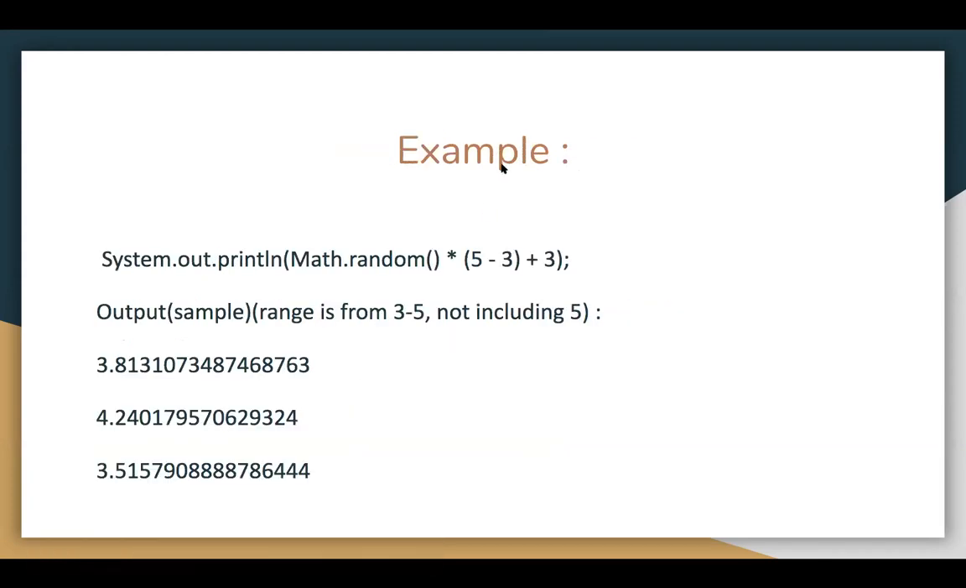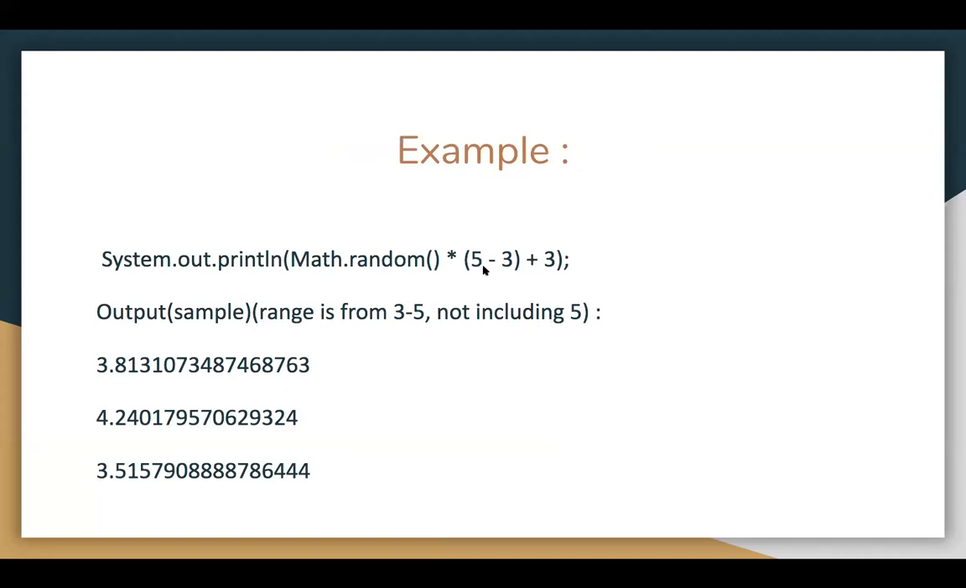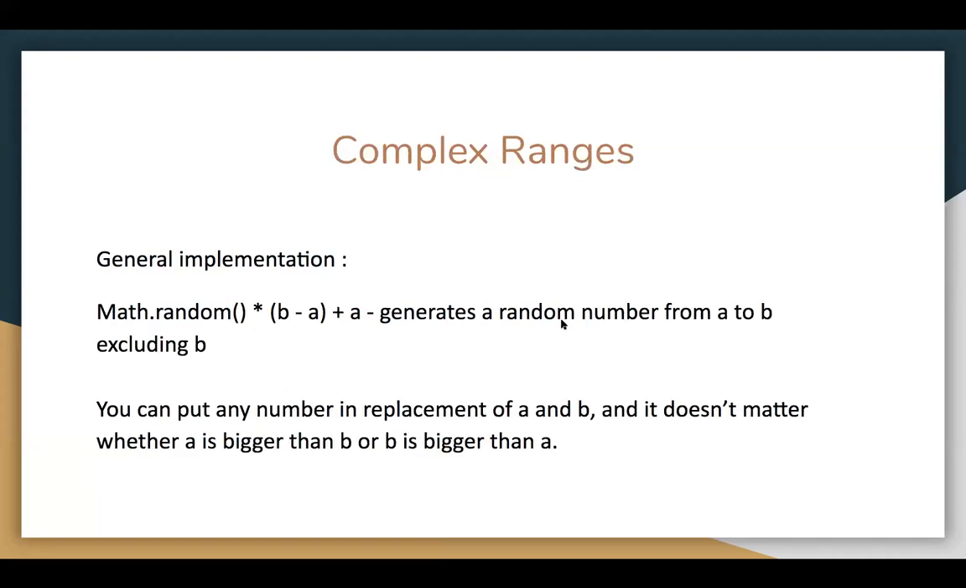So this is an example of the previous slide. You can see that I have this inside a print statement, and notice here in parentheses I have 5 minus 3. If we go back to the previous slide, we had 5 minus 3 in place of this. So that means that a is 3 and b is 5. So this example slide generates a random number from 3 to 5, because a is 3 and b is 5, excluding b.